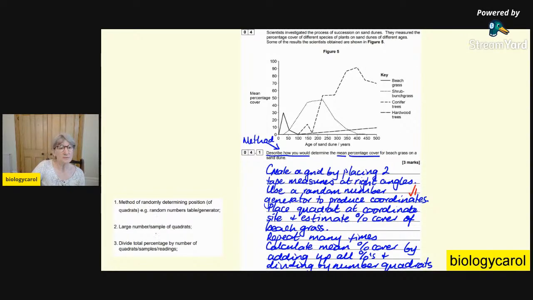Here we go. There you go. Look, I didn't even need this blurb at the front. They just wanted you to know that they wanted the method of randomly placing the quadrats. So if you did nothing to explain that, you wouldn't have got that mark. Do it loads of times because it's a mean, and say how you calculate the mean.